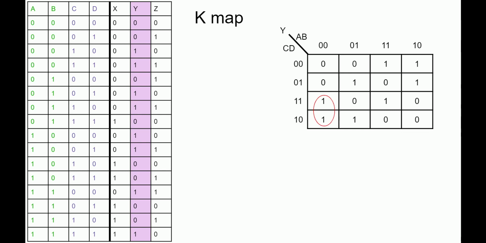We're able to circle right there. That's a group of 2. So we're able to eliminate one variable. And I'm going to leave it to you to figure out which variable we eliminated. I'm going to give you about 5 seconds.